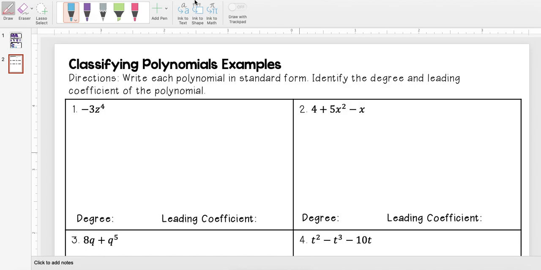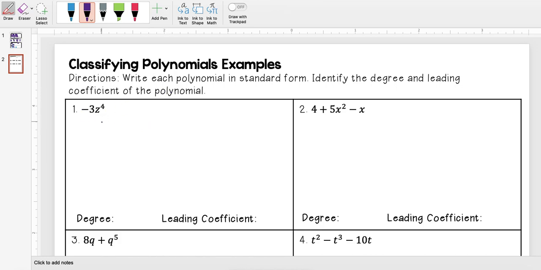Now let's look at some examples of classifying polynomials. So the directions: write each polynomial in standard form, and then we're going to identify the degree and leading coefficient of the polynomial. So we're putting together everything that we learned in those first two videos.